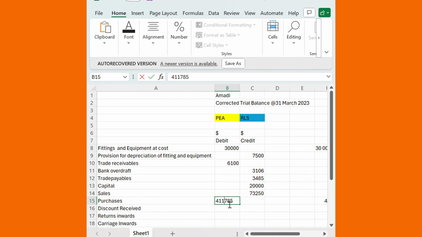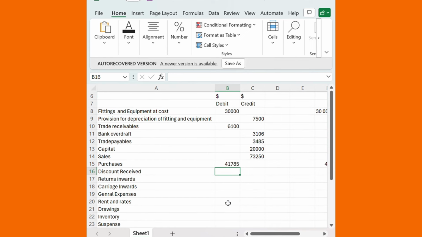At the end, I will explain what a suspense account is and the reason for it. So we'll go down a bit quicker. The discounts received. Okay, discounts received. Isn't that an interesting aspect? So discounts received, we can see that in the income statement.